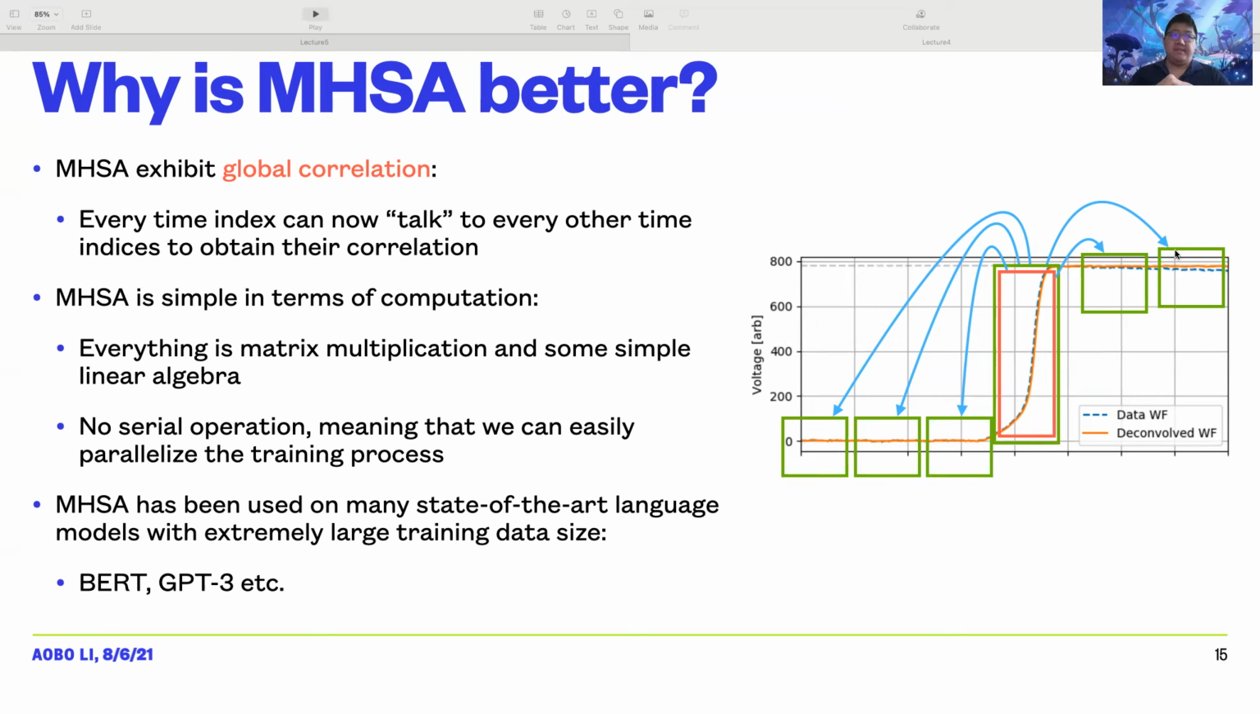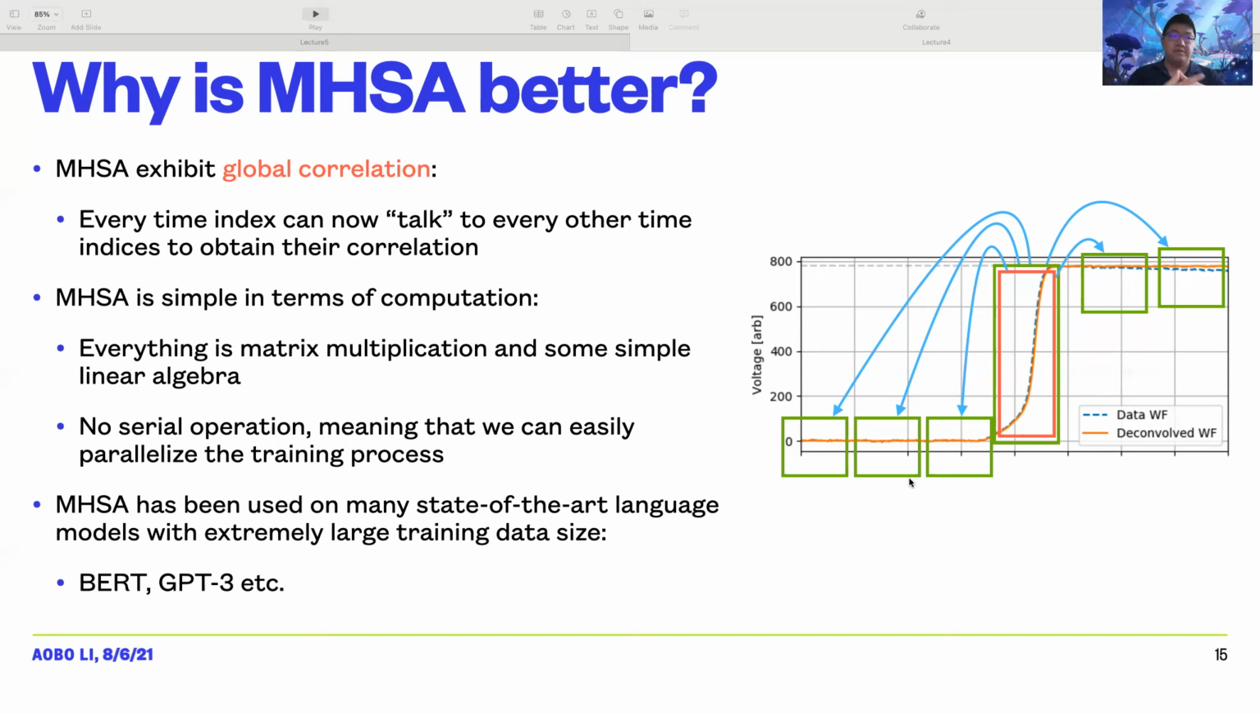Also, MHSA is simple in terms of computation. Now everything is matrix multiplication and some simple linear algebra. Although the concept may be a little hard to understand, to the machine it is a very easy calculation. And also there's no serial operation. Basically, every single time index can be calculated simultaneously because it's just querying all the other time indices. There's no need to wait for the output of the previous index to get the current time index. That doesn't exist in MHSA.